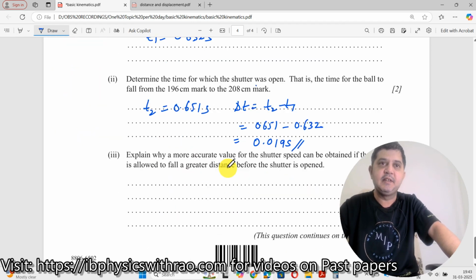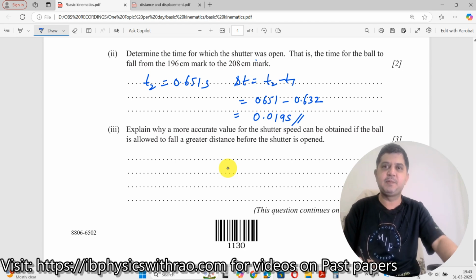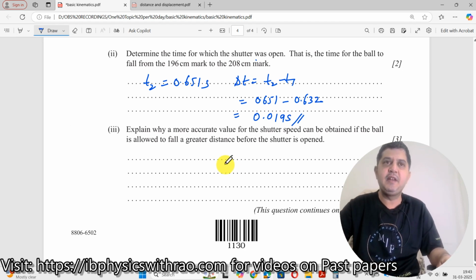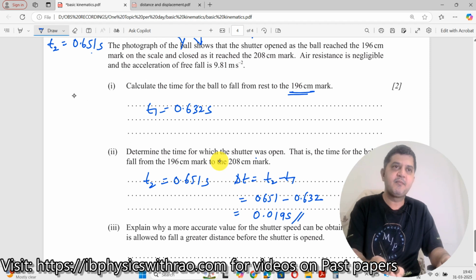Okay, next. Explain why a more accurate value for the shutter speed can be obtained if the ball is allowed to fall a greater distance before the shutter is opened. Okay, so will I be happy only with this one, or can I change my experiment? So how do I change my experiment? Instead of having this height, if I have a larger height, then what is the outcome? Instead of saying 1.96 and 2.08, let us say I have a larger height. I throw it from here.